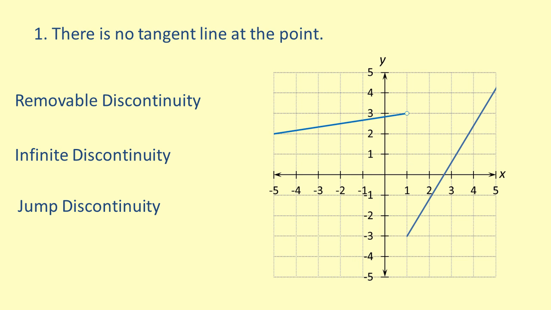Finally, if the values of a function to the left of a point and the values of the function to the right of a point do not meet at the point, you have a jump discontinuity. In this function, note the open circle at the point 1, 3. As x approaches 1 from the left, the value of the function approaches 3, but the function is equal to negative 3 when x is 1. Notice also that as x approaches 1 from the right, the value of the function approaches negative 3.